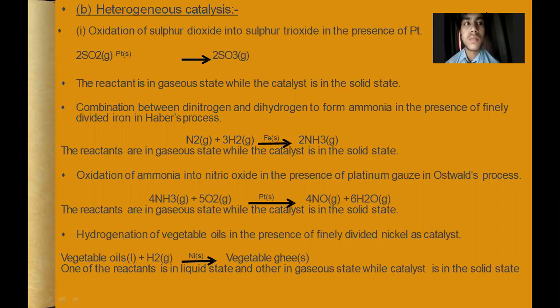So one of the reactants is in liquid state, the other is in gaseous state, while the catalyst is in solid state. So there can be any difference: either all are liquid, or some can be solids, or some can be gases, and sometimes we can have mixed types of reactants: solid and liquid, liquid and gas, liquid and solid. Any type of combination can be there. So all those reactions are considered to be heterogeneous catalysis. All right.